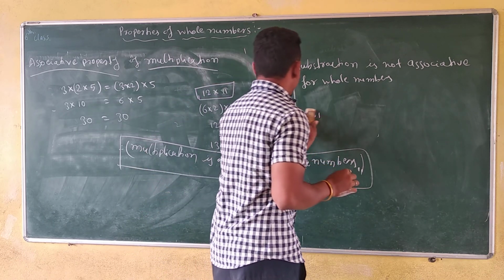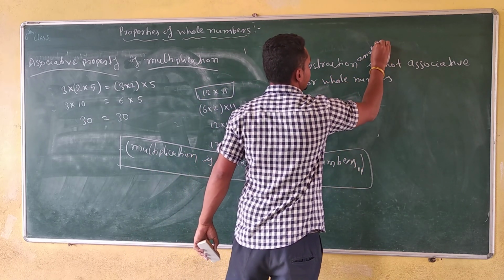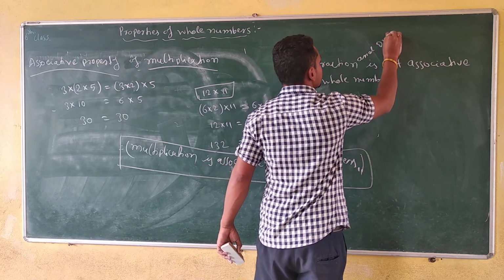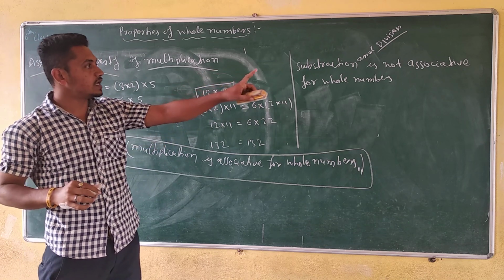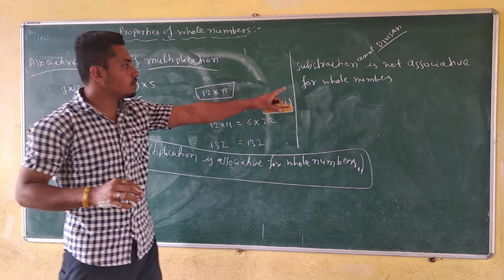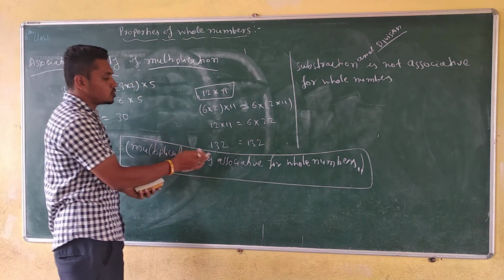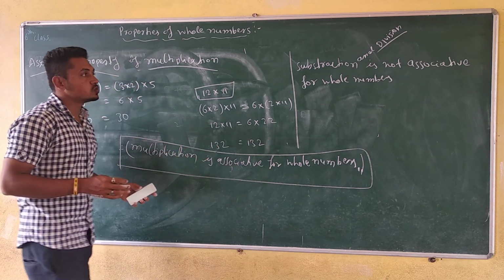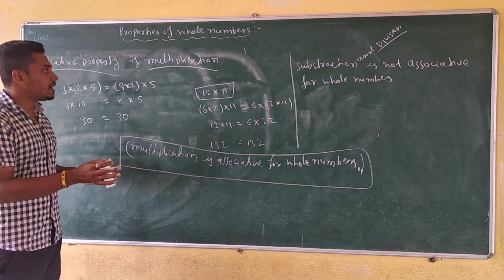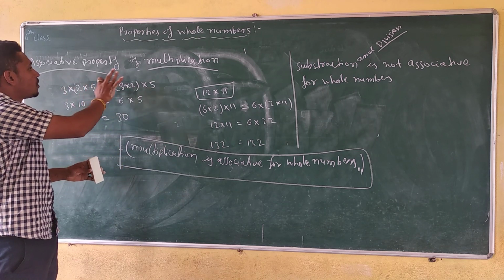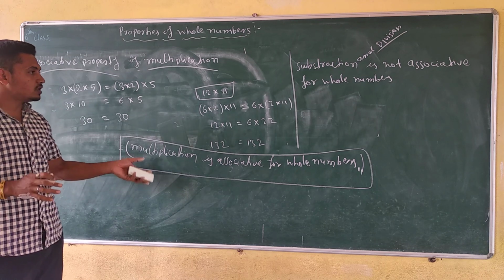or you can write subtraction and division. Okay, subtraction and division are not associative for whole numbers, but in the case of addition and multiplication, these are associative for whole numbers. So we shall stop here, and in the next class we are going to solve some examples on the associative property of multiplication. So please remember all these statements.